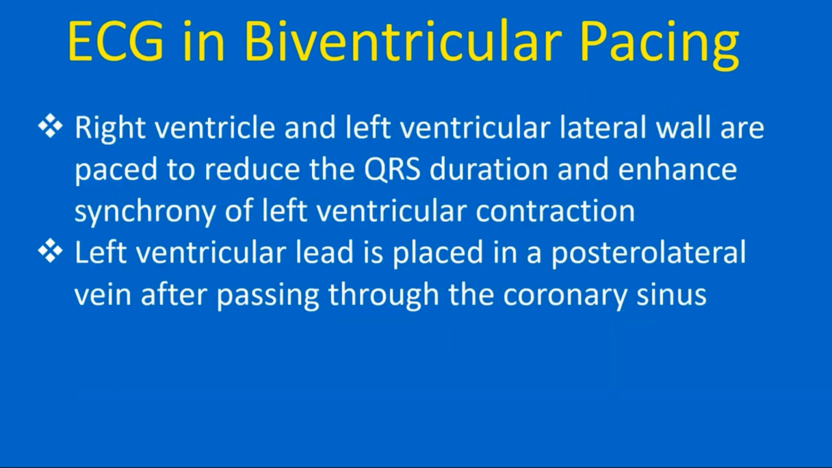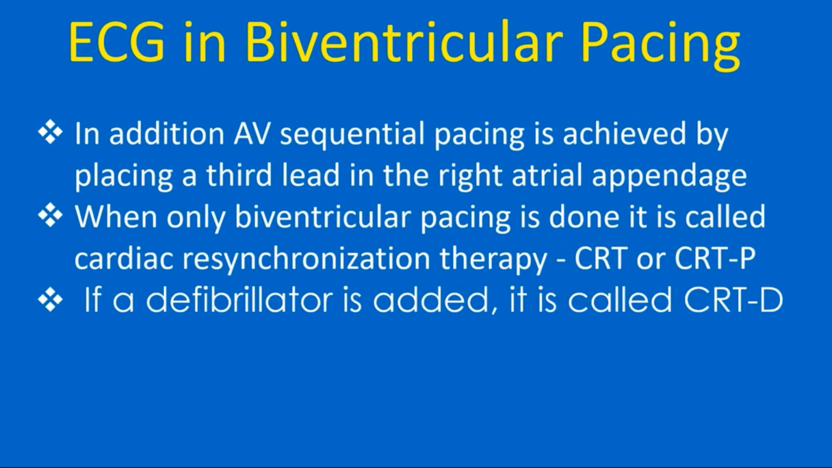Biventricular pacing is used to reduce ventricular dyssynchrony in left bundle branch block with left ventricular dysfunction and refractory cardiac failure. Right ventricle and left ventricular lateral wall are paced to reduce the QRS duration and enhance synchrony of left ventricular contraction. Left ventricular lead is placed in a posterolateral vein after passing through the coronary sinus. In addition, AV sequential pacing is achieved by placing a third lead in the right atrial appendage. When only biventricular pacing is done, it is called cardiac resynchronization therapy, CRT or CRTP. If a defibrillator is added, it is called CRTD.